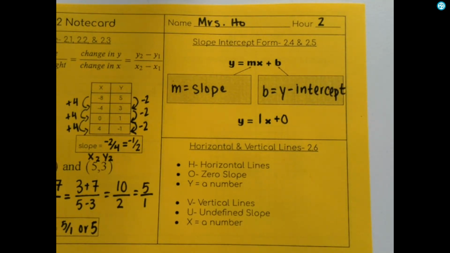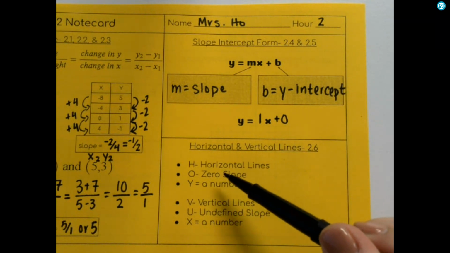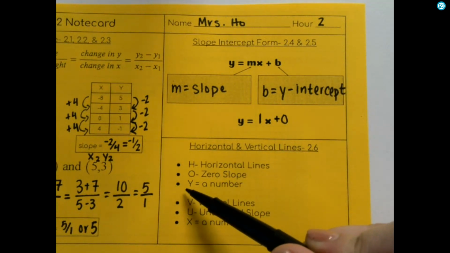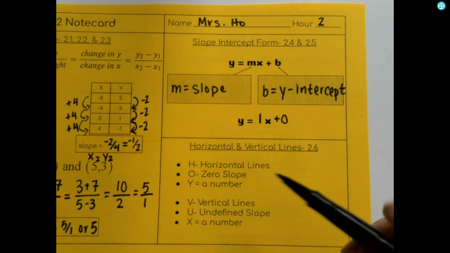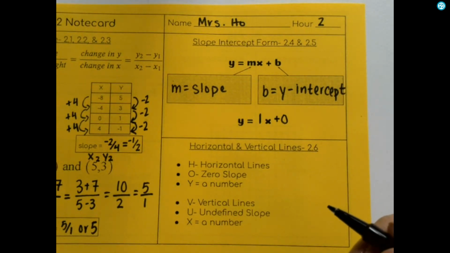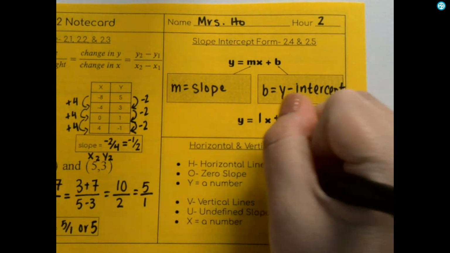Alright, next up, horizontal and vertical lines. I put your whole acronym there, so horizontal lines are a 0 slope and the equation is y equals a number. What does a horizontal line look like? Show me with your arm or your hand. Side to side. So draw a horizontal line.